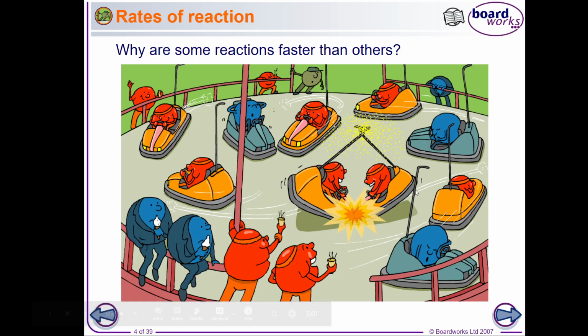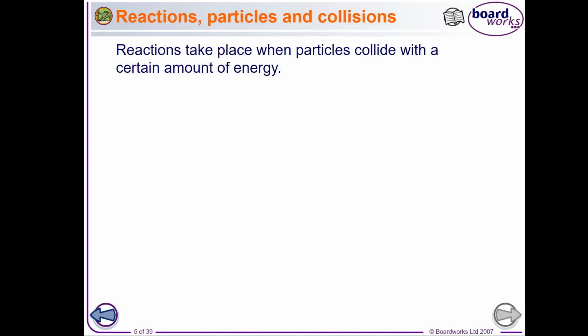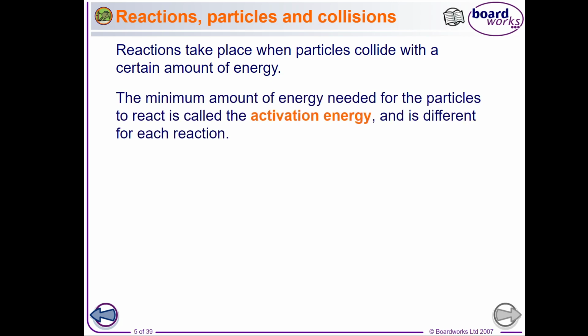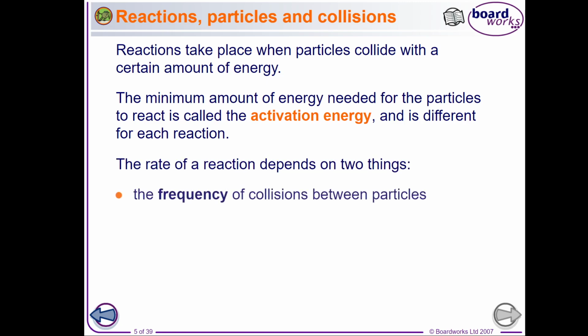We want to find out the idea behind why this reaction is so slow, whereas this one ends up being so fast, and look at what kind of factors are affecting this in particular. The main idea with reactions and kinetic molecular theory is that reactions take place when particles collide together with a sufficient amount of energy to make the reaction take place. That minimum amount of energy is called our activation energy, and it's different for each type of reaction.